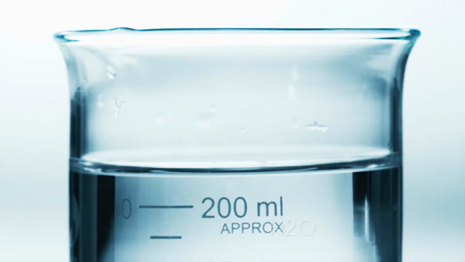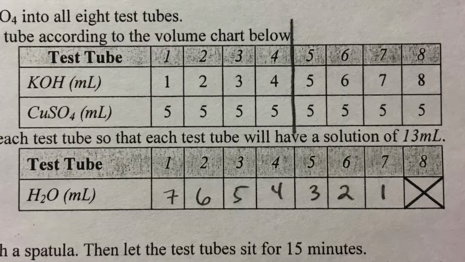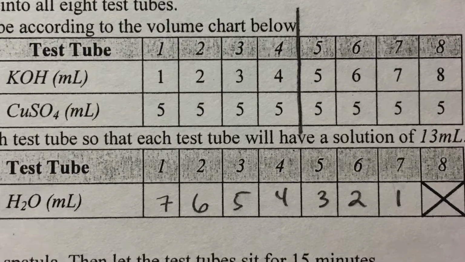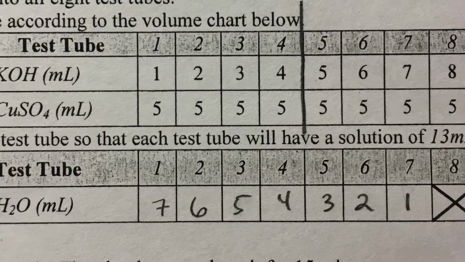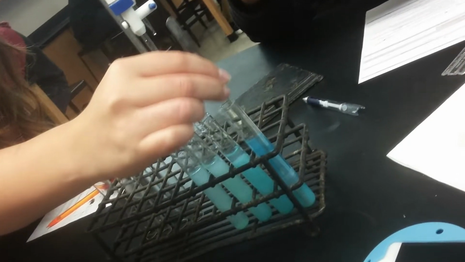Then add water to each tube so the solution will have 13 milliliters in total. Start by adding 7 milliliters in the first tube and then decrease it by 1 milliliter of water until you don't need to add any more for the 8th test tube. Allow the test tubes to sit for 15 minutes, lightly stirring. Measure the precipitate of each test tube after 15 minutes.